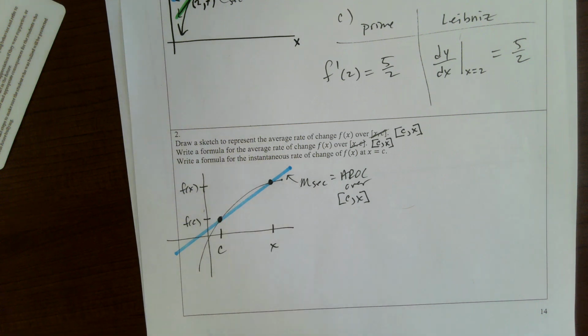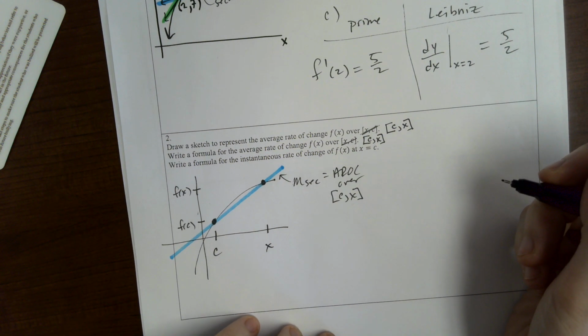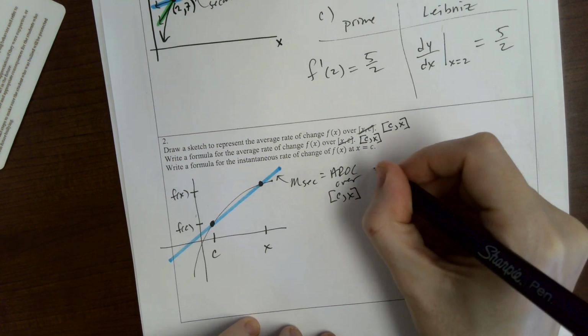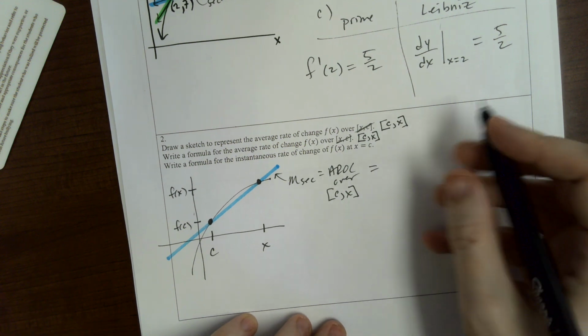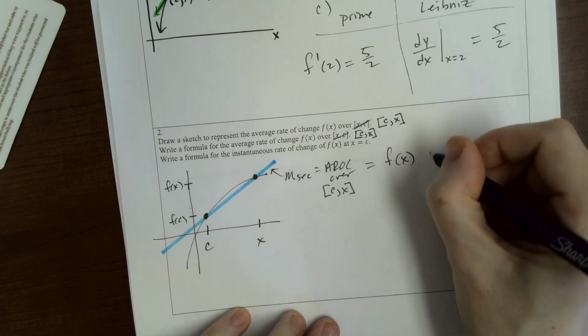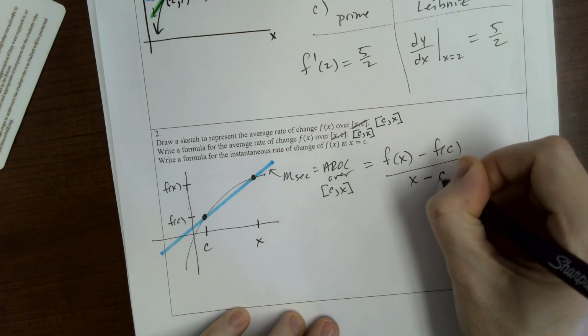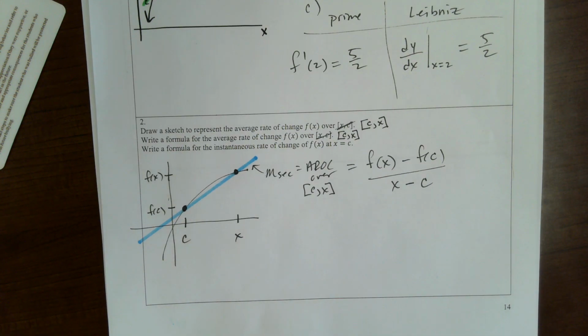Write a formula for the average rate of change of f of x over the interval c to x. So that would be, I'll just say equals because this is all the same thing. So that's f of x minus f of c all over x minus c. So what we're doing here, guys, is developing a formula that we're going to be using a lot.